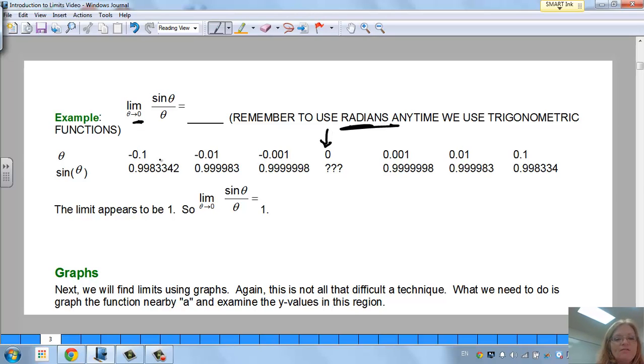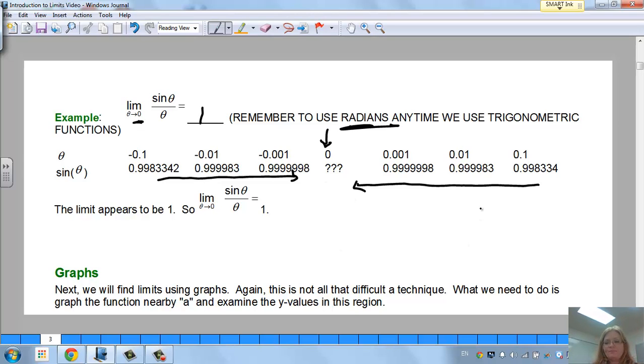See how I've got negative 0.1, negative 0.01, negative 0.001. See how close I'm getting? And then I'm starting at 0.1, 0.01, 0.001. Look at my y values. Aren't they getting closer and closer to 0? Excuse me, closer and closer to 1. Sorry, this is 0, but I'm getting closer to 1. So we'll say the limit appears to be 1. So that's how we say it equals 1.